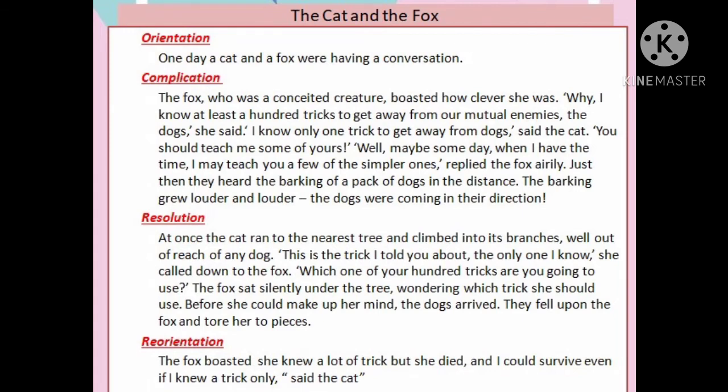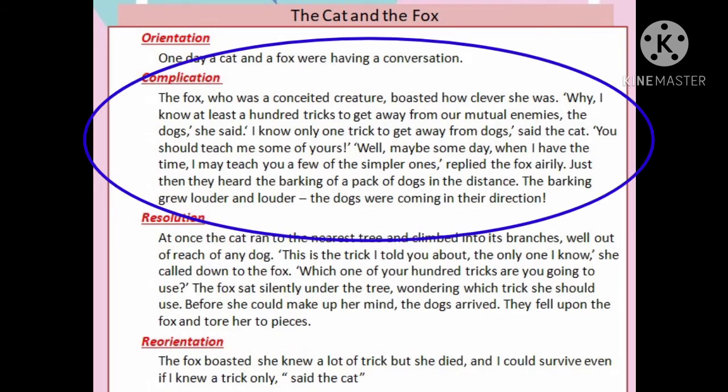Next, the fox, who was a conceited creature, boasted how clever she was. "Why, I know at least 100 tricks to get away from our mutual enemies, the dogs," she said. "I know only one trick to get away from dogs," said the cat. "You should teach me some of yours." "Well, maybe someday when I have the time, I may teach you a few of the simpler ones," replied the fox airily. Just then, they heard the barking of a pack of dogs in the distance. The barking grew louder and louder. The dogs were coming in their direction.